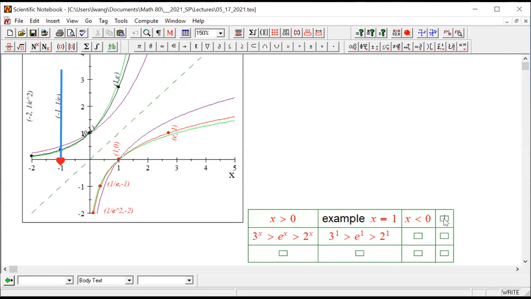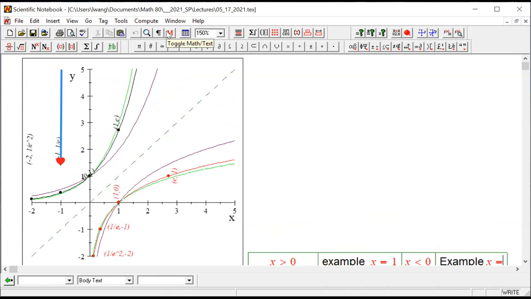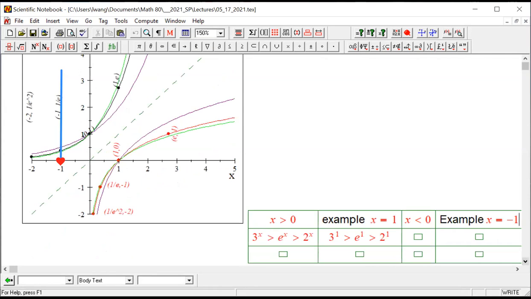The example is, I'm going to choose x equals -1. How about that? So that I hopefully make it easier for you to see. Okay, so that vertical line is still there, thank God.